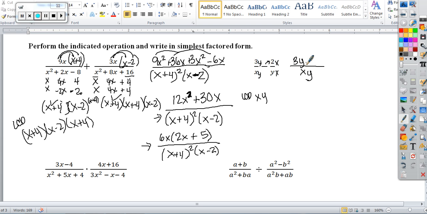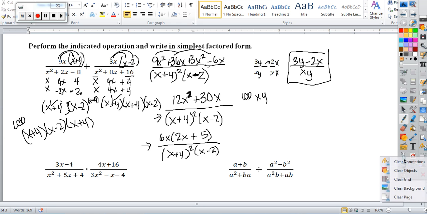We just write it out, 3y minus 2x. There's nothing to factor out in our numerators, and our denominator we can't cancel, and so that one is just one and done. Alright, last two problems.